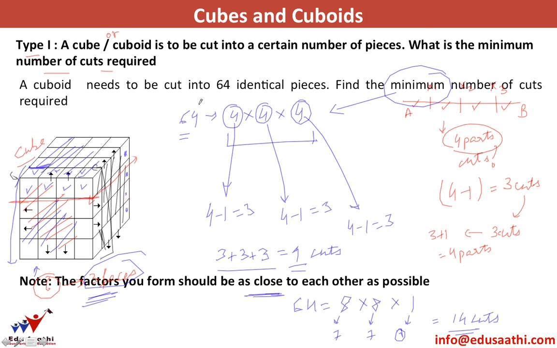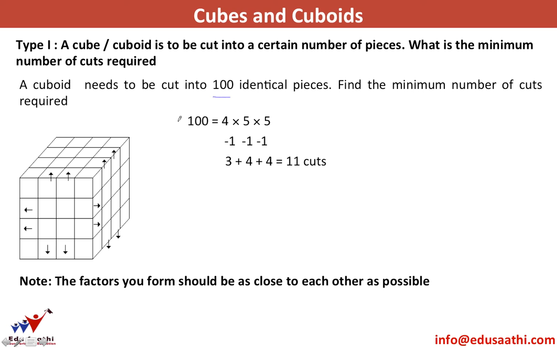Now in case of cubes, like 64 was 4 cube. It was pretty easy that I'll just do 4 into 4 into 4. But there might be cases, like for example, if you have to cut it into 24 identical pieces. Now, 24 is not a perfect cube. So how do we solve 24? We'll discuss in the next question.